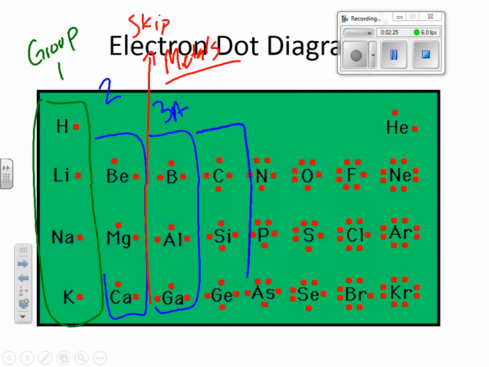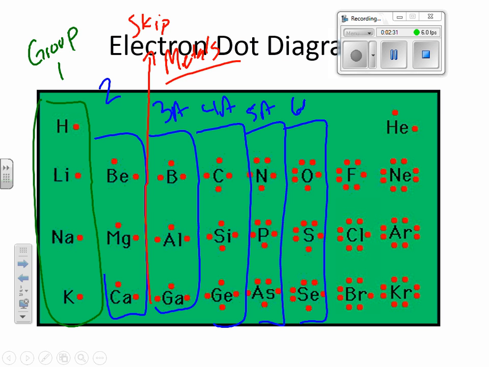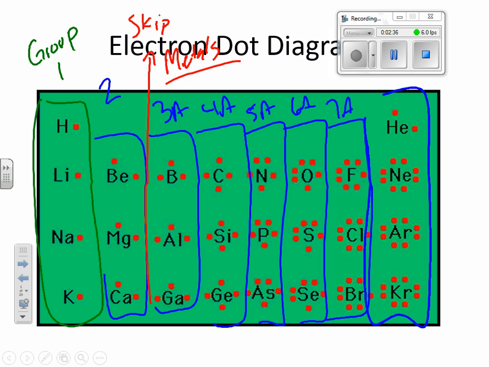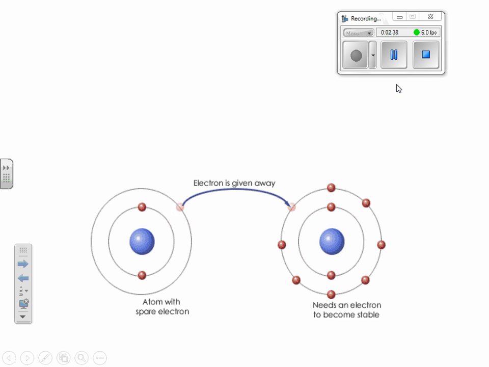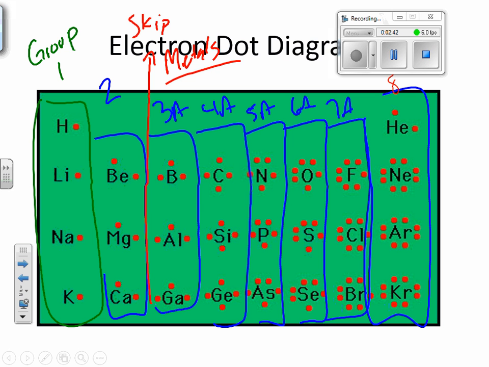Then we come over, and this is group 3A, 4A, 5A, 6A, 7A, and lastly 8A. Oh, shoot, gotta go back. All right, 8A is what's left. Group 1 has 1 electron in its outer shell. Group 2 has 2 electrons in its outer shell. 3 has 3, 4 has 4, 5 has 5, all the way up to 8. 8 has 8 electrons in its outer shell.